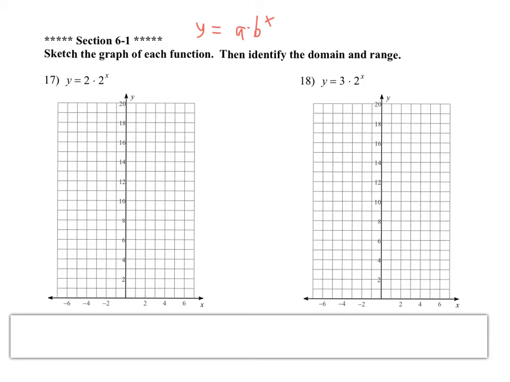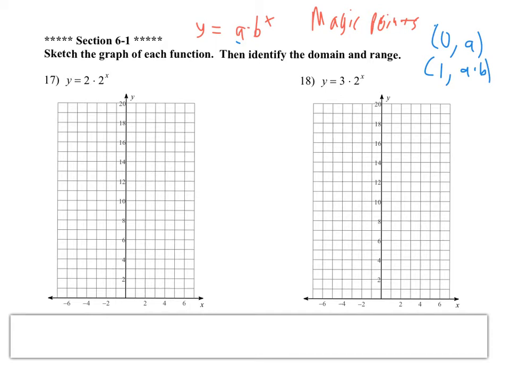And how I always graph these is with what I call the magic points. Our magic points on every exponential function are going to be as follows: 0, comma, a, whatever number is out there in front, and then 1, comma, a times b. And I'll explain why we use those on this first one.